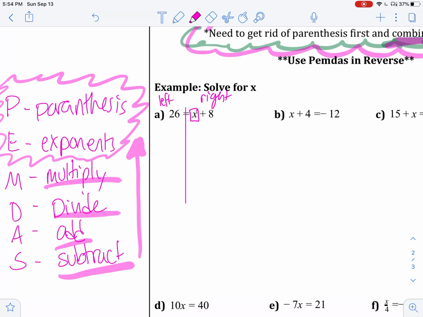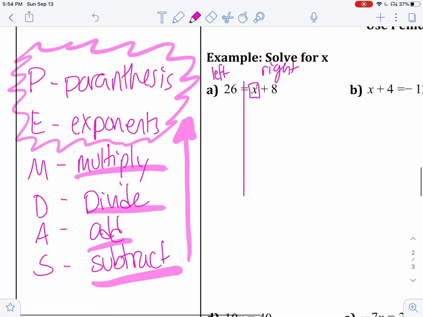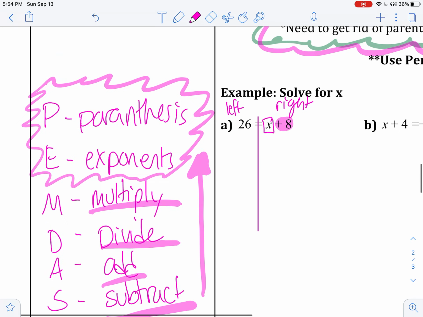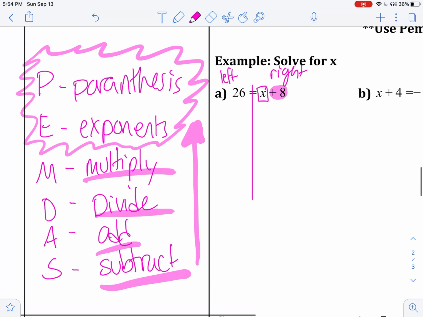Right now my x is on the right side, and I also have a plus 8 on the right side with it. I need to get that plus 8 and move it to the other side. In order to move it to the other side, I need to use opposite operations. The opposite of adding 8 would be subtracting 8. Whatever I do on the right-hand side of my equation, I also need to do on the left-hand side. So I'm going to subtract 8 from the 26.